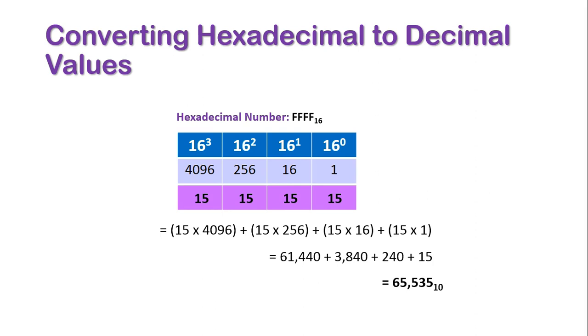So I hope this video has given you an understanding of hexadecimal to decimal conversions, in that once again we have a 4-bit setup on a table, and we need to know what 16 to the power of 0, 16 to the power of 1, 16 to the power of 2, and 16 to the power of 3 are all equal to, and then we multiply those values by the digit and where it sits in the 4-bit hexadecimal number.